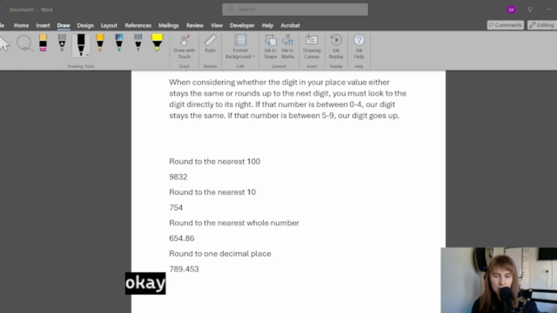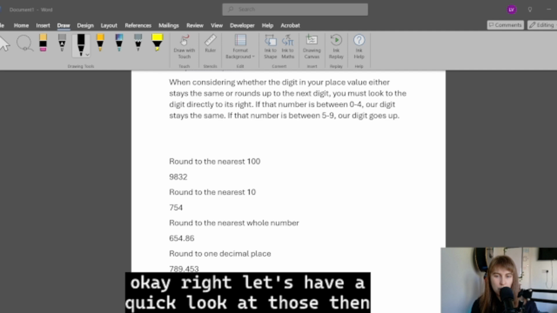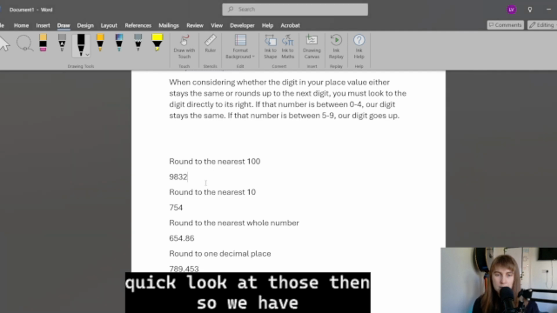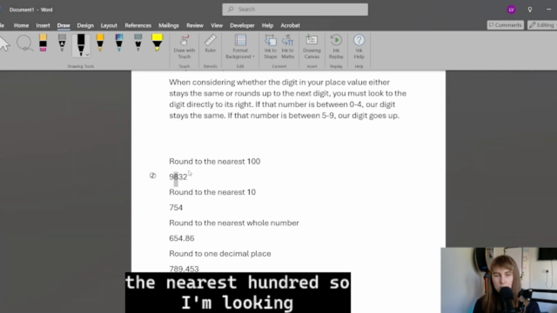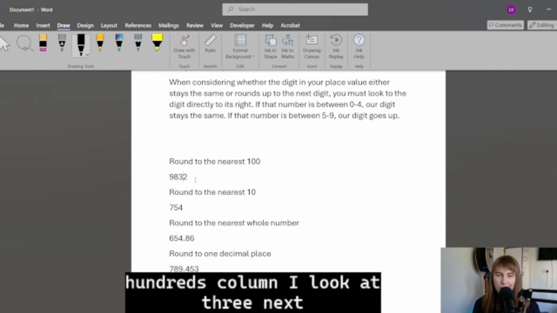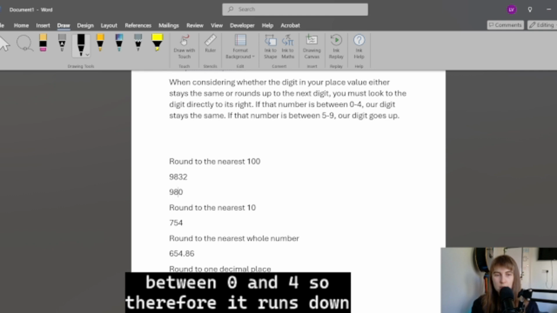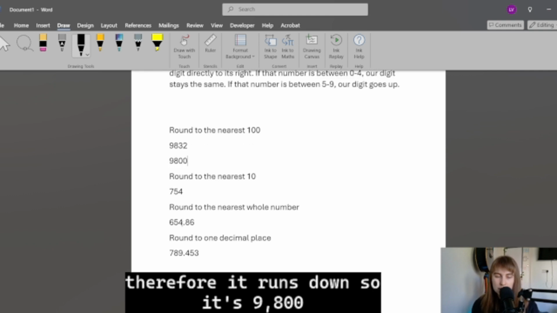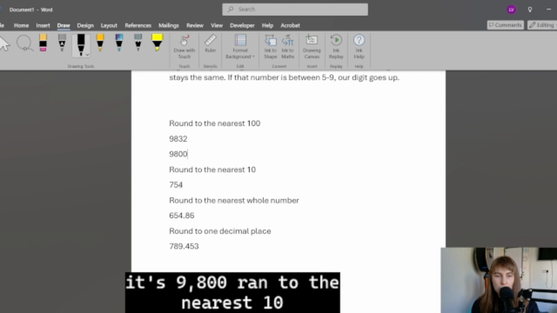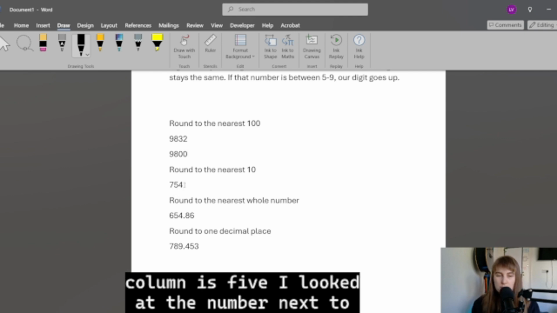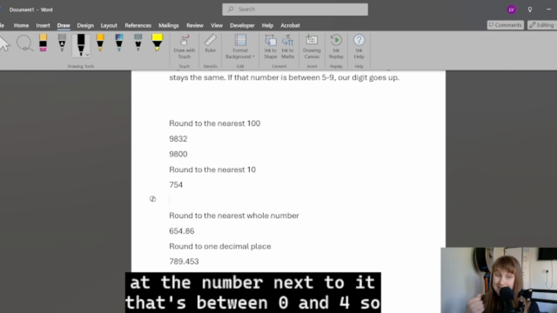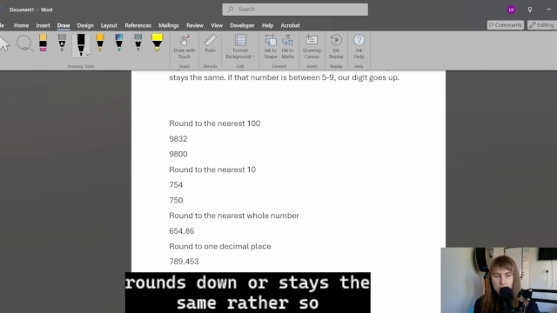Okay, right, let's have a quick look at those then. So we have this rounded to the nearest 100, so I'm looking at the hundreds column. I look at the 3 next to it, that's between 0 and 4, so therefore it rounds down, so it's 9,800. Round to the nearest 10, so my tens column is 5. I look to the number next to it, that's between 0 and 4, so it stays the same, so it's 750.